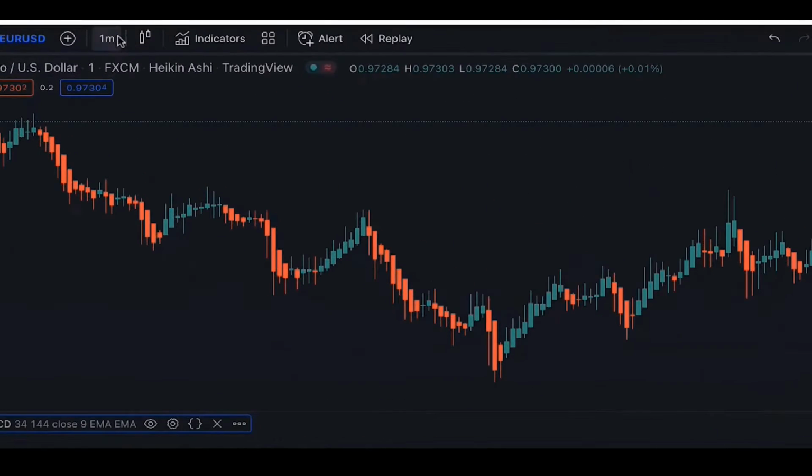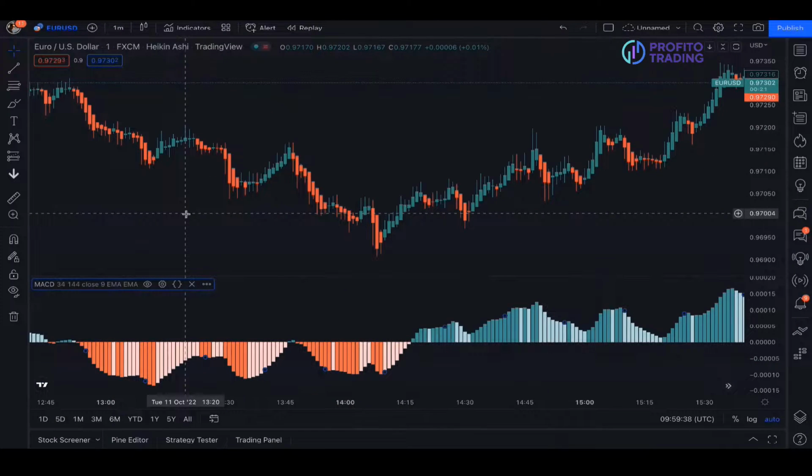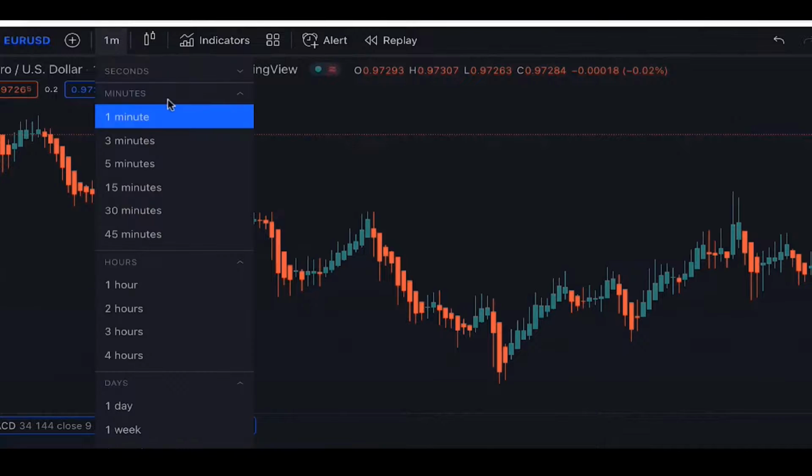It's better to set your chart type on Heikin Ashi chart so it will better match with the MACD histogram in advancing of the price, declining of the price, and the pullbacks. The time frame here is 1 minute, and you can use it on other intraday time frames, but it's better to use these MACD settings on shorter time frames.